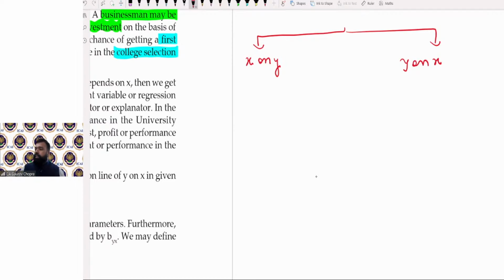Shilpa is asking, is this under the new or old scheme? See, this topic is common for both old as well as new. So there is no change.